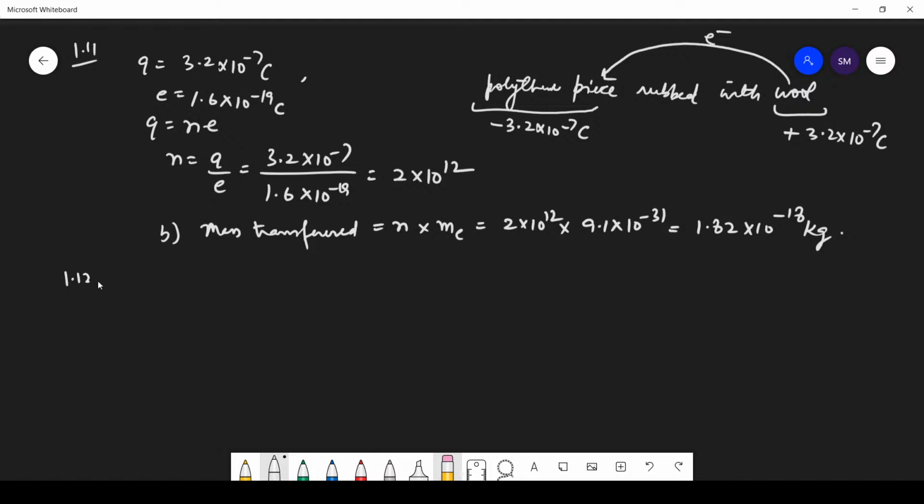Okay, next question. Part A. Students, my suggestion is that you should try the numericals yourself, and then if you don't know the answer, you can see the solution.